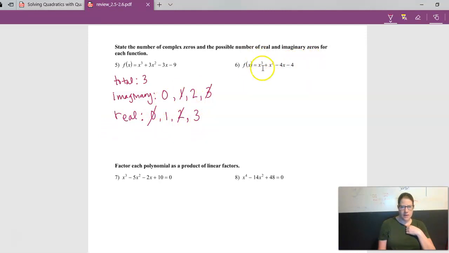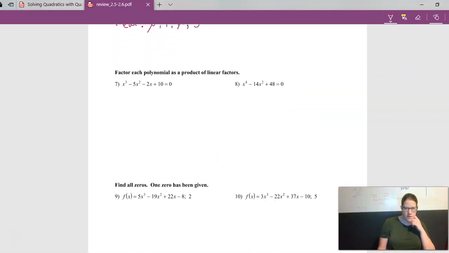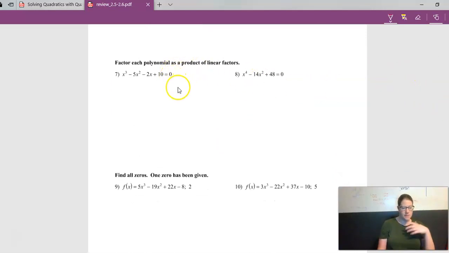Exactly the same thing here because it's also third degree. So I could have 0 or 2 imaginary and 1 or 3 real. That's all based off keeping the imaginary ones even and the real and the imaginary adding to the total. All right, factor each polynomial as a product of linear factors.